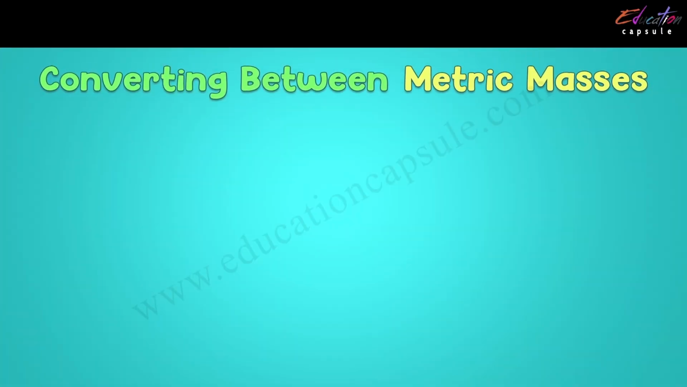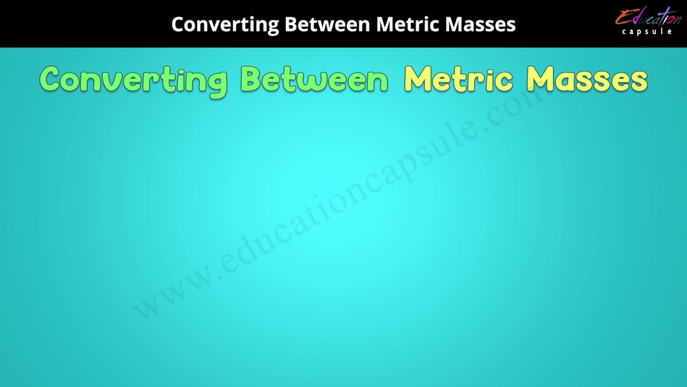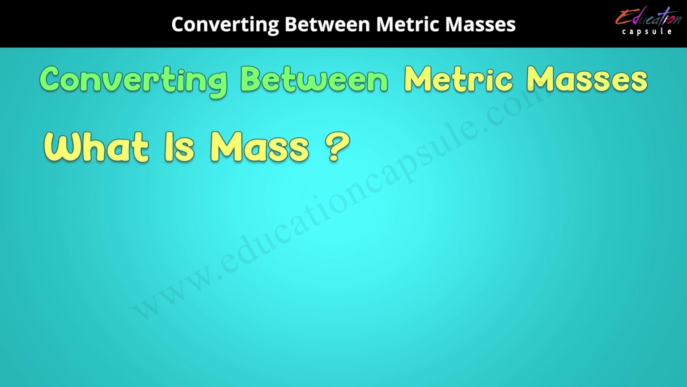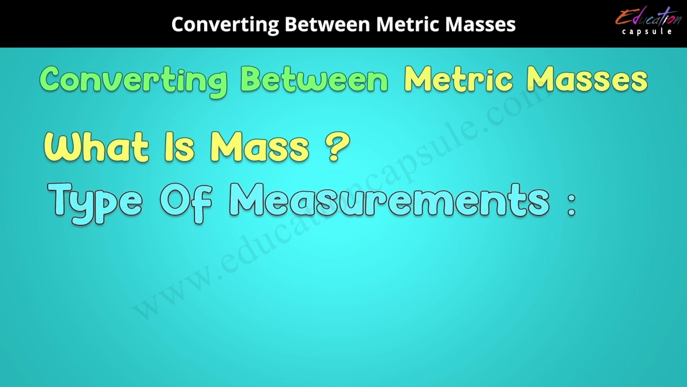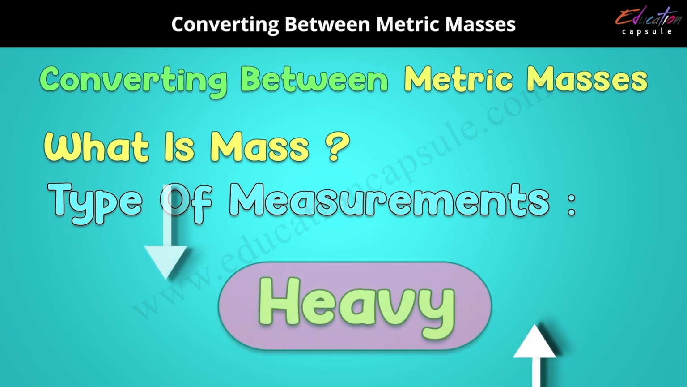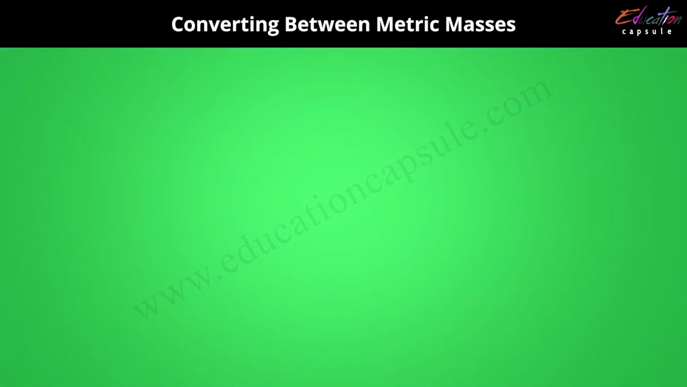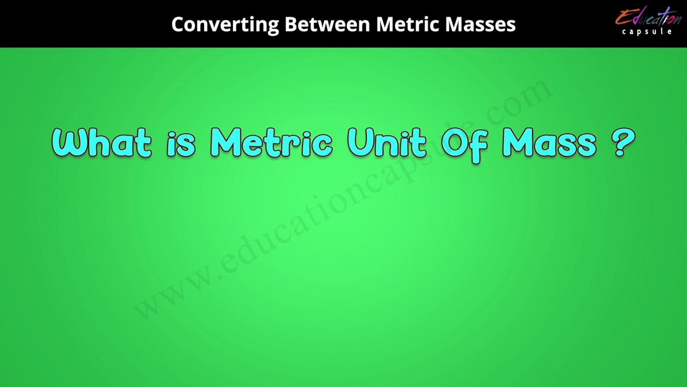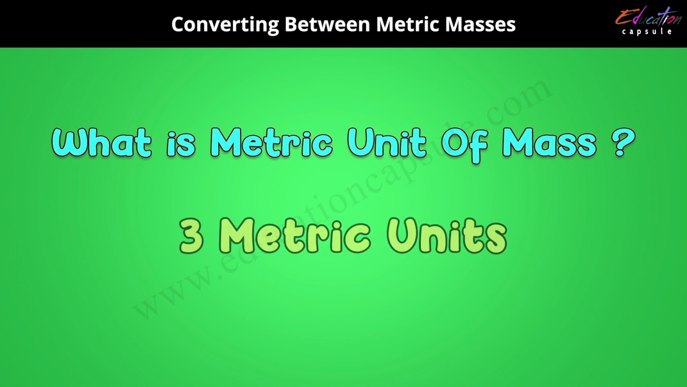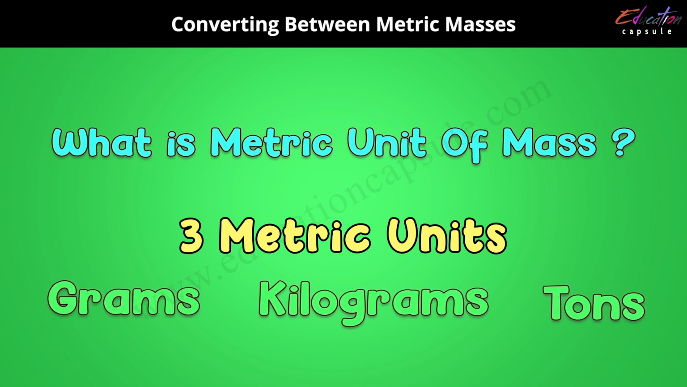Today we are going to learn about converting between metric masses. What is mass? Mass is a type of measurement which tells us how heavy something is. What is a metric unit of mass? To measure mass, there are three metric units: grams, kilograms and tons.